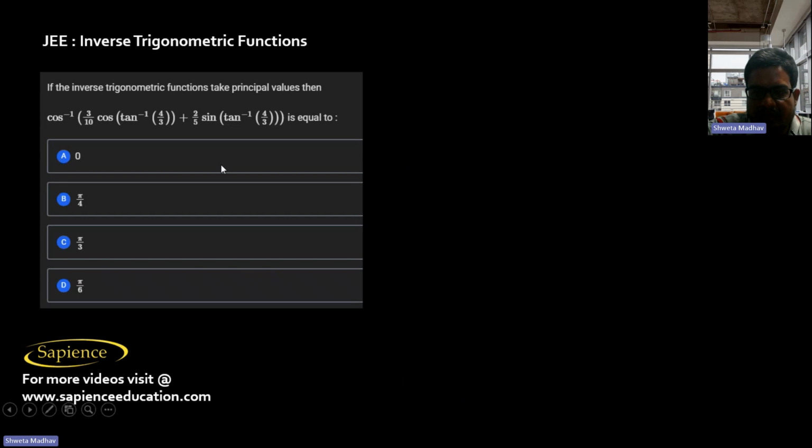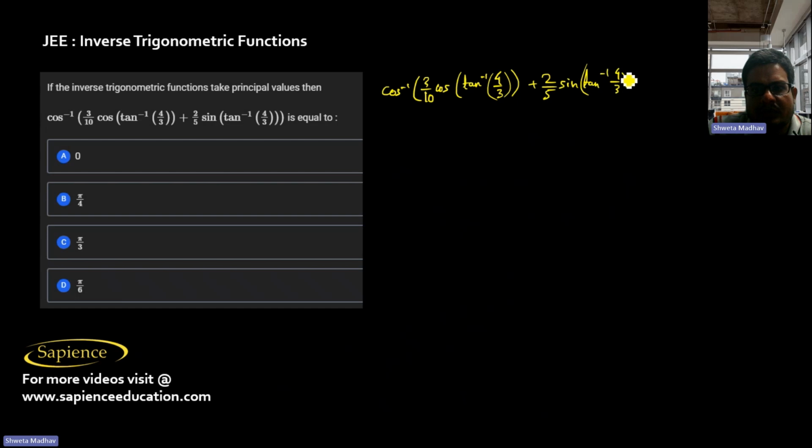But then here it is told that if the inverse trigonometric functions take principal values, then find cos inverse of 3 by 10 into cos of tan inverse of 4 by 3, this bracket is closed, then plus 2 by 5 sine of tan inverse of 4 by 3. So we have to find out cos inverse of this entire thing.